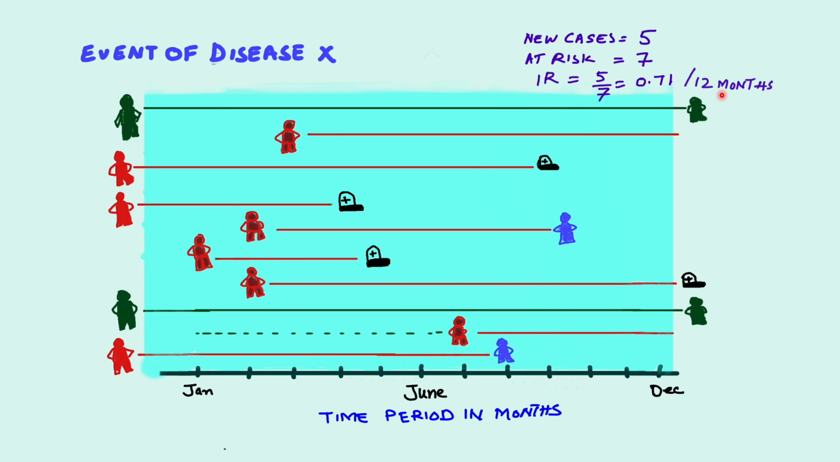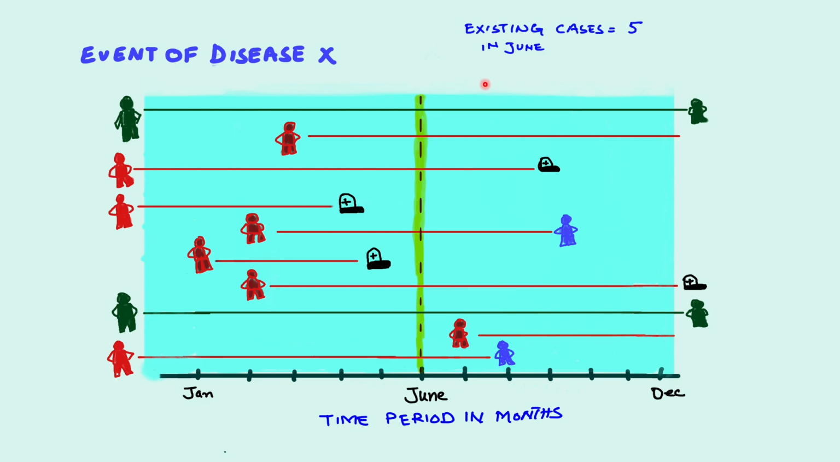Now let's calculate the prevalence. Remember that prevalence measures the number of existing cases at a specific point in time. Therefore, before we can calculate prevalence, we must choose a particular point in time. For this example, let's choose June. First, let's determine the numerator.